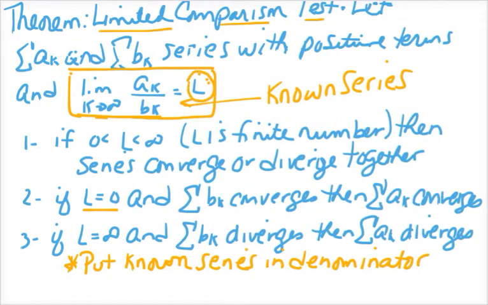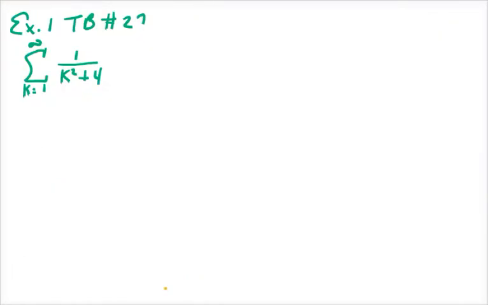So let me go off and find an example of both of these. So the first example I have here is the series 1 over k squared plus 4. And hopefully you notice that this looks like a p series.